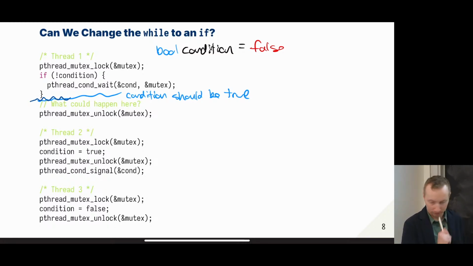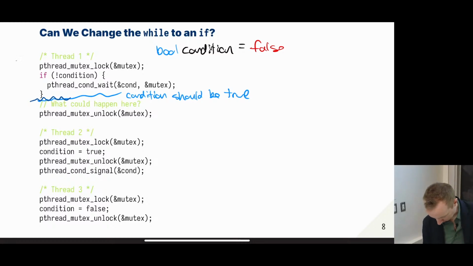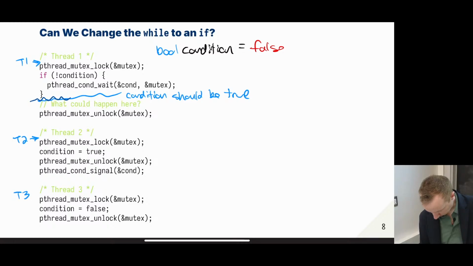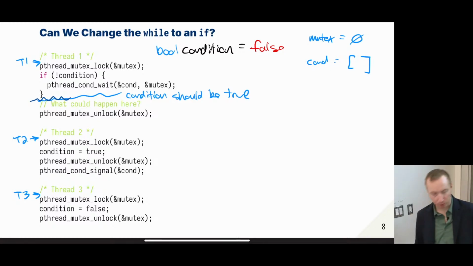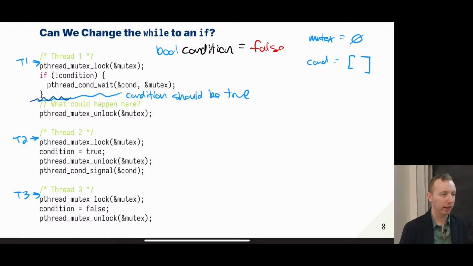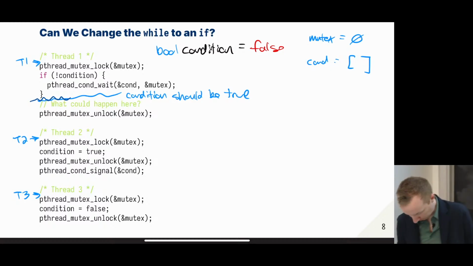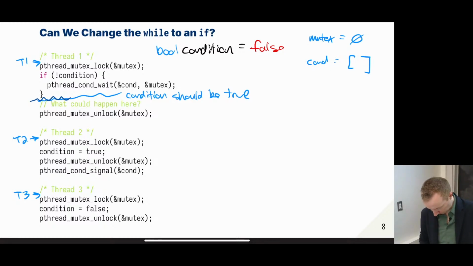Yeah? We can context switch from thread 2 to 3 after the unlock and before the signal. Okay, so let me just write out a few variables here. So you said we can context switch to thread 3? From 2 to 3 after the mutex unlock in thread 2, but before the signal in thread 2.